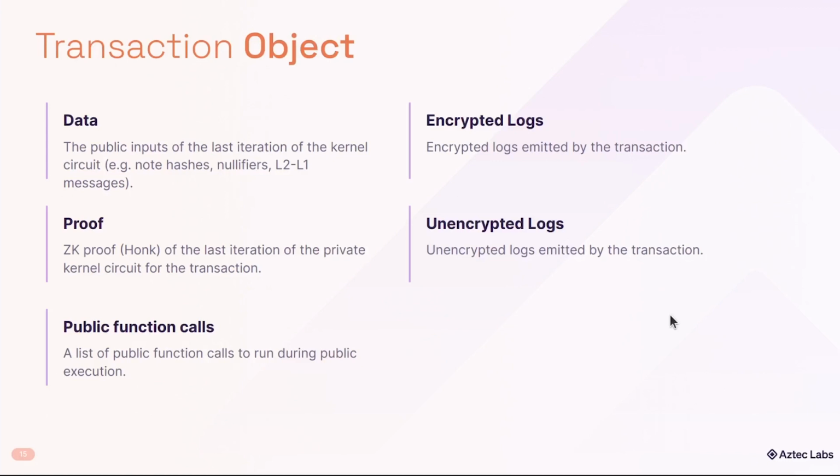And these public inputs include the note hashes, which are the commitments to the private data, the nullifiers for any data that has been consumed in the transaction, and any L2 to L1 messages.